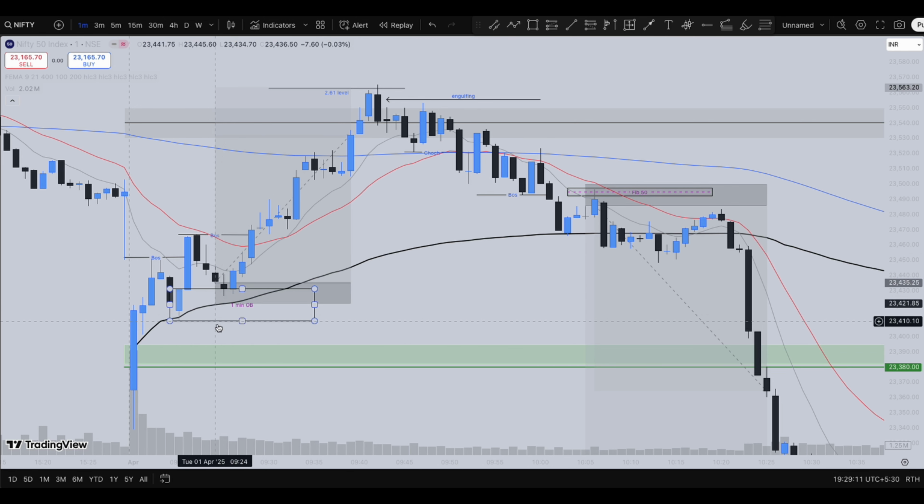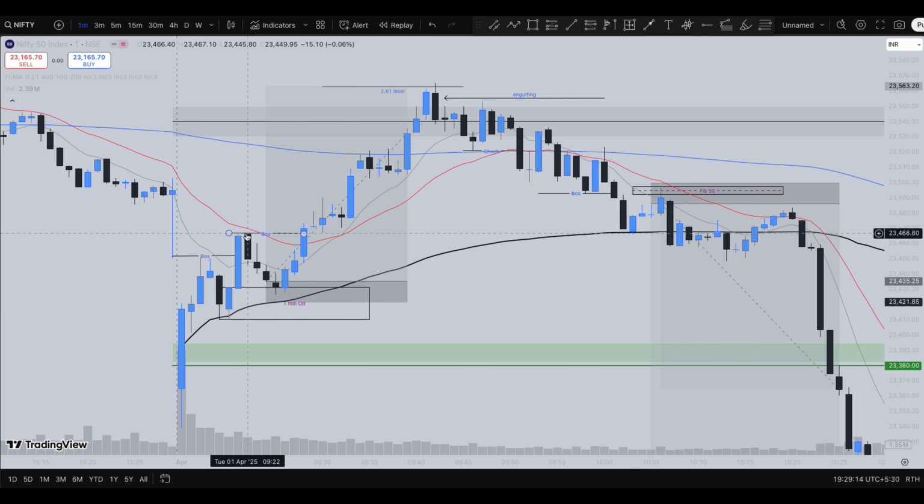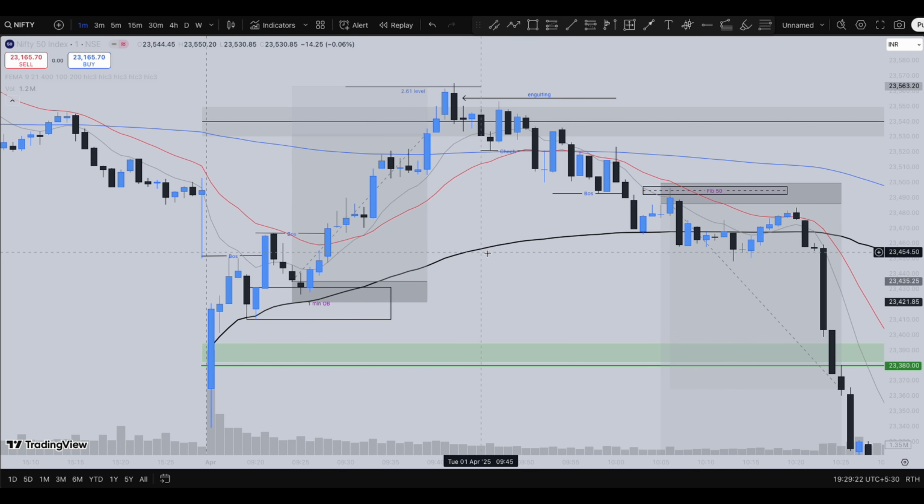And only then you could have looked for short setups. But here you can see after this kind of huge bullish candles, with fair value gaps, the market retraced, mitigated these levels. This is the 1 minute order block and tried to head higher.